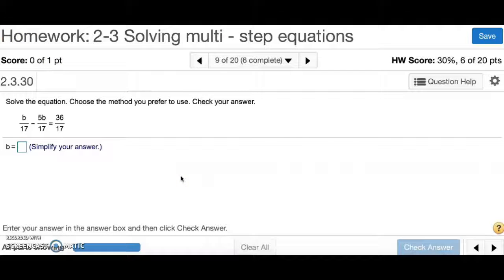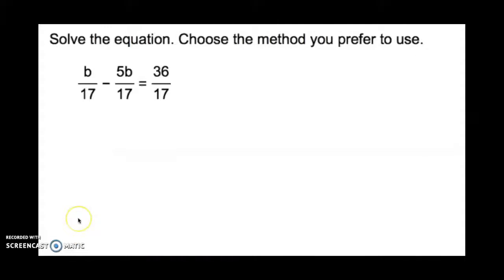Number 9 says to solve the equation and to choose the method you prefer to use. Now I'm going to show you a shortcut for this one, so let's take a look at it. Now, in order for the shortcut to work, each and every term must be a fraction, and they all must have the same denominator, which they do. Their denominators are all 17.